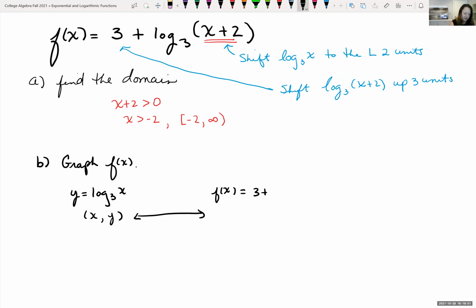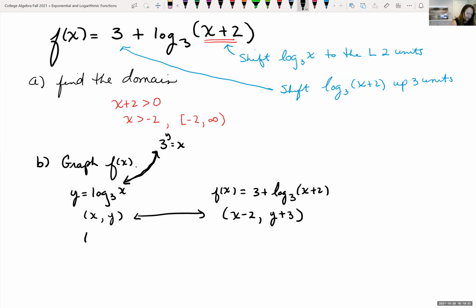So if I'm going to shift everything to the left 2, that means I'm affecting my x value and subtracting 2 from it, from my original parent function log base 3 of x. And then I'm shifting this up 3 units, so y plus 3. Think about these as points. And again, if it helps you to rewrite this in exponential form, then we can. This is 3 to the y equals x. Those are equivalent statements. Back and forth we can go.